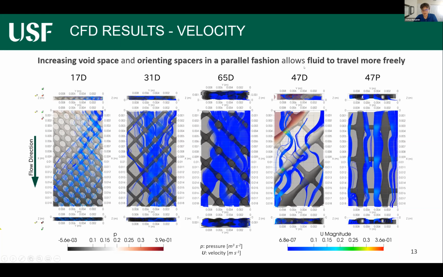And you can really see that when you compare the 47D and the 47P spacers, because they're the same geometry, they're just rotated 45 degrees. And you can see in this corner specifically how it creates a high pressure buildup in a high velocity area that you don't really get with the parallel geometry because it's not intersecting it.